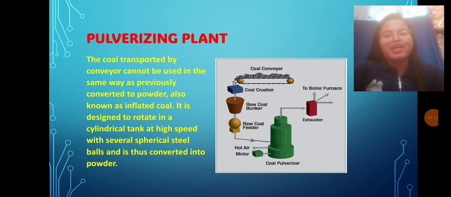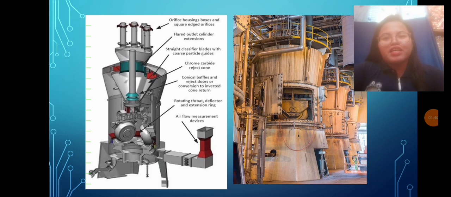Next is the pulverizing plant. The coal transported by the conveyor cannot be used in the same form, so it is first converted to powder, also known as pulverized coal. It is designed to rotate in a cylindrical tank at high speed with several spherical steel balls and is thus converted into powder. The basic function of a pulverizer is to crush the coal lumps into fine particle form before it is taken to the boiler for burning.